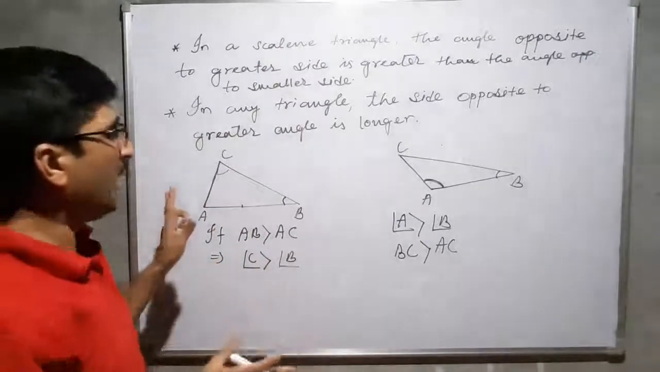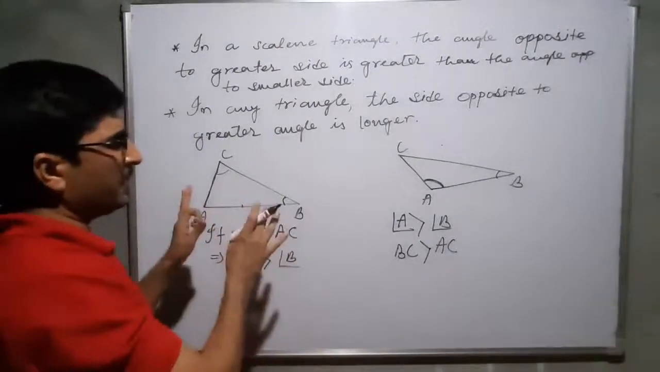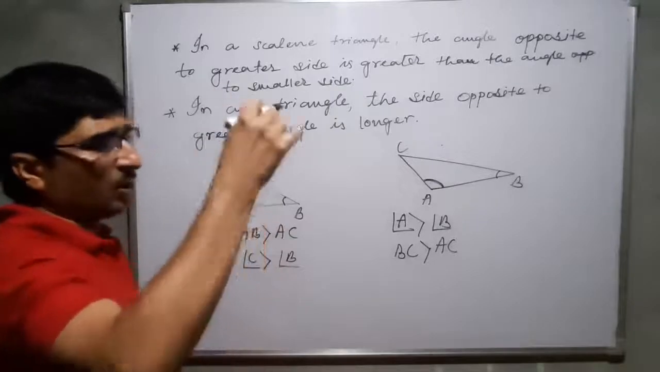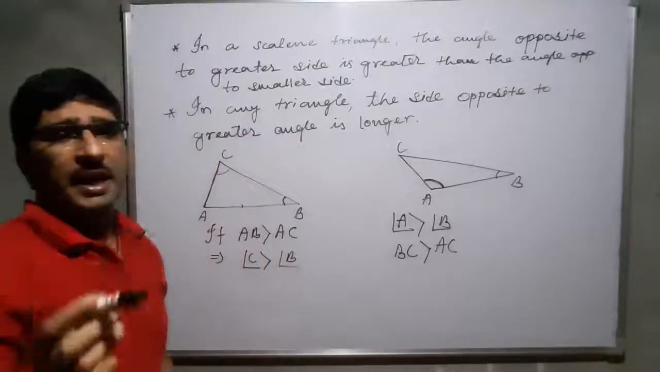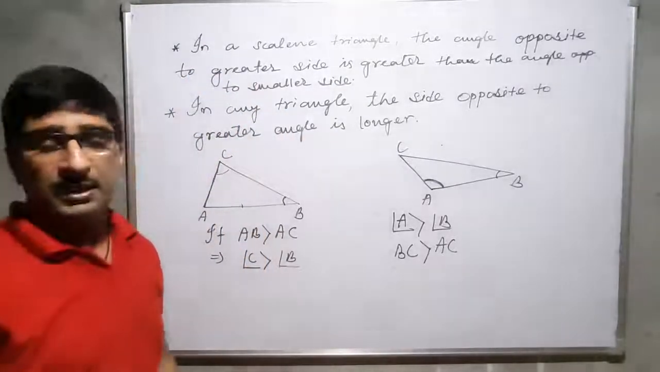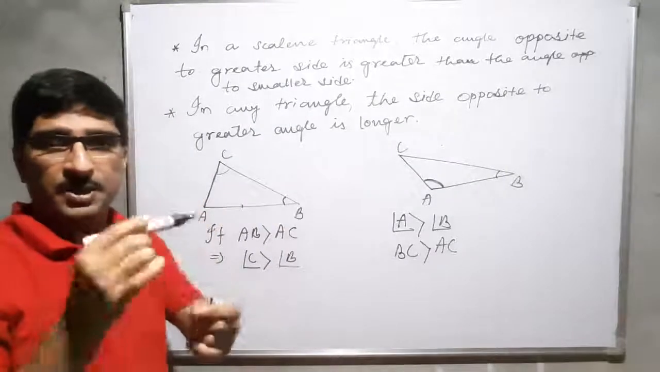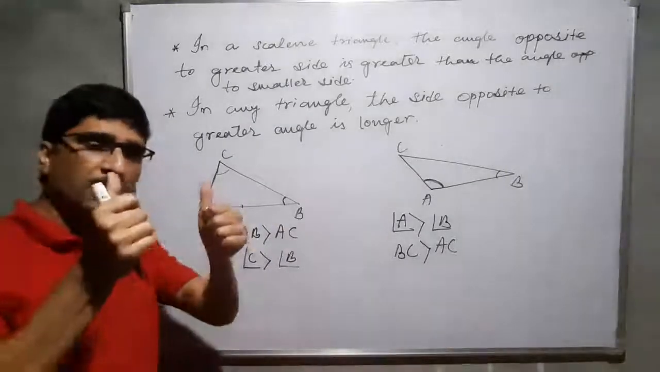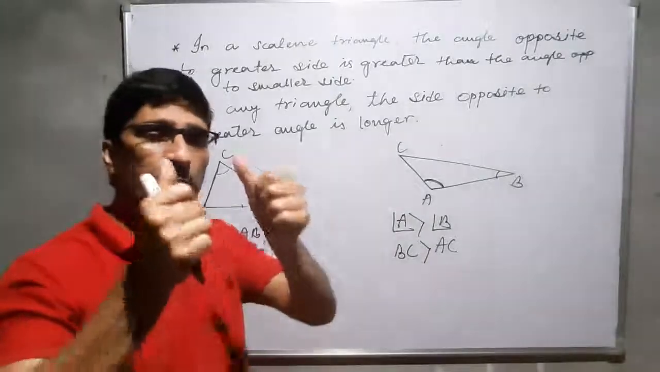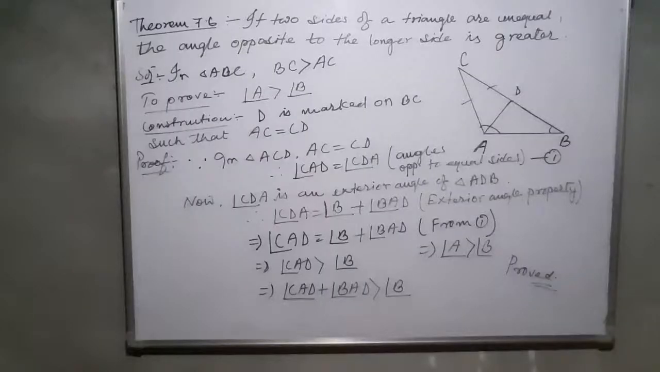So we have to understand, it is very simple: the angle opposite to the greater side is greater, and the side opposite to the greater angle is greater. They are converses of each other. These are the two properties. Now we are going to prove these two properties.